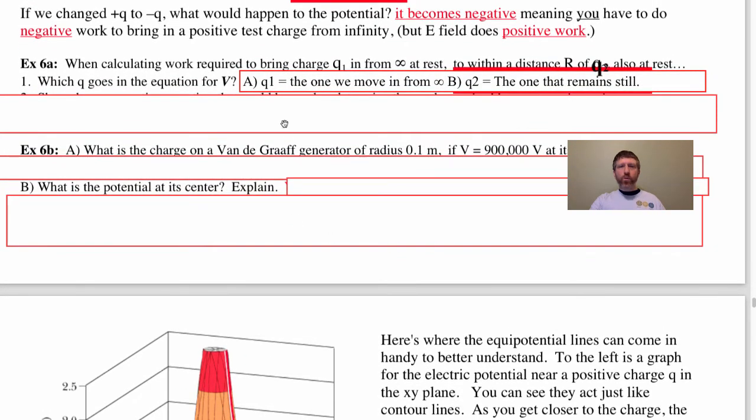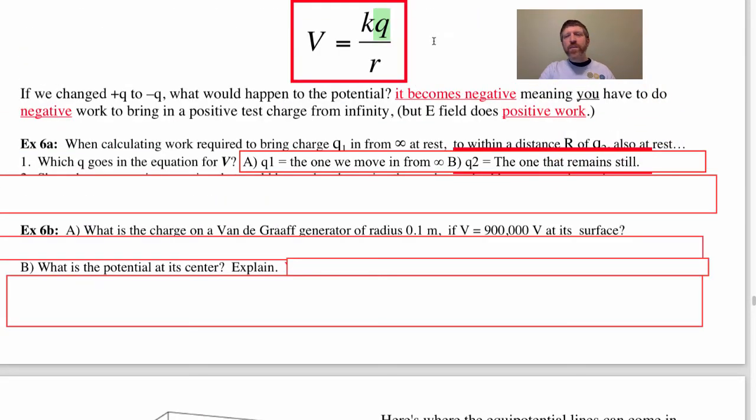Okay, let's go ahead and do this example right here. When you're calculating the work required to bring a charge Q1 in from infinity, starting at rest, to within a distance r of Q2, which Q goes in the equation for V? In other words, which one is creating the potential? The one that remains still is the one that goes in this equation, V equals kq over r. Q2 is creating the potential. Q1 is affected by it. So this is the potential created by Q2 in this equation right here.